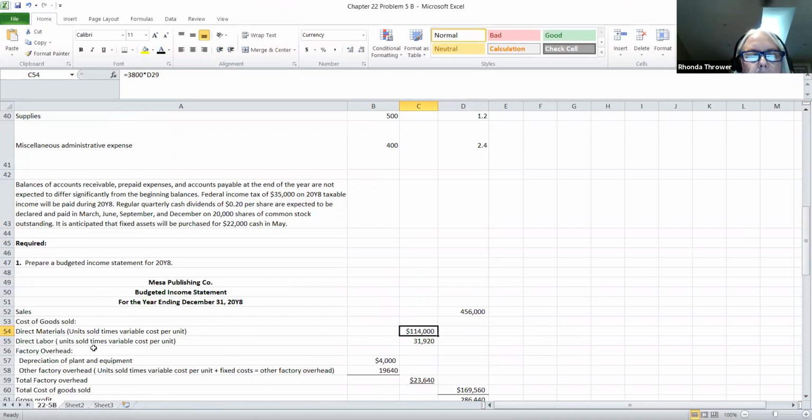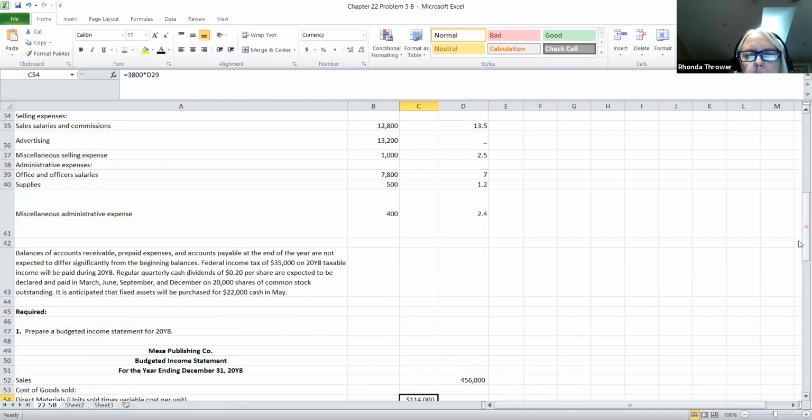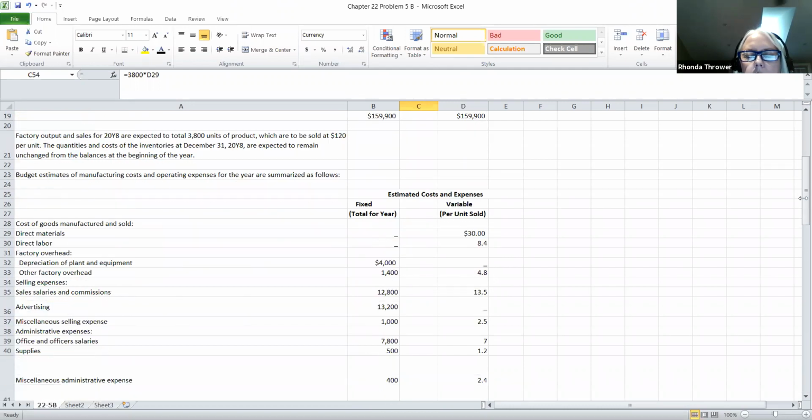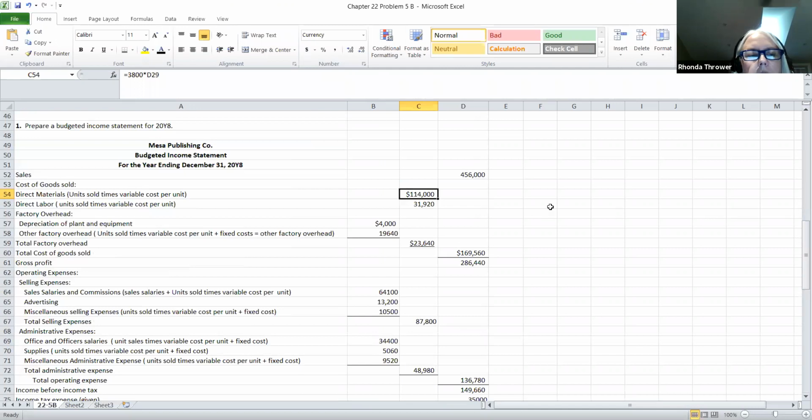Your direct labor is also going to be your units sold times the variable cost per unit for direct labor. And our variable cost per unit for direct labor was $8.40. So $8.40 times 3,800 units will give you the direct labor cost of $31,920.